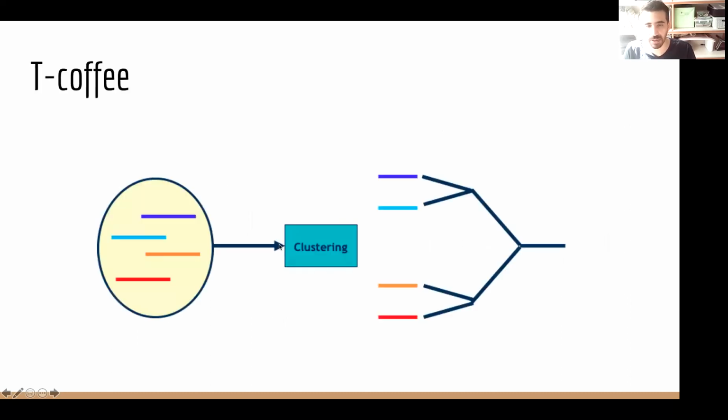I'll give you one example. So this is T-Coffee, and a similar strategy.